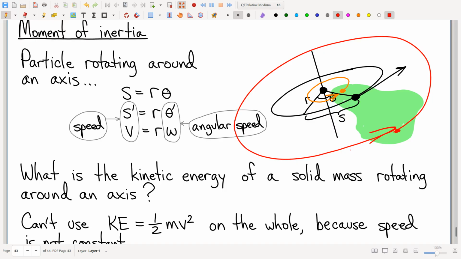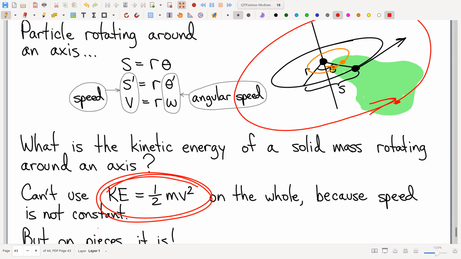So I can't make any sense at all out of this formula down here, this idea of 1/2 mv squared. Which v? Are you talking about the speed of this point? You're talking about the speed of that point? They're different speeds at different points. There is no single speed that I can plug into this formula. Everybody see the problem?